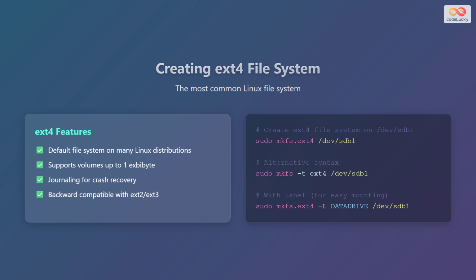To create an ext4 file system on /dev/sdb1, use the command sudo mkfs.ext4 /dev/sdb1. Alternatively, you can use the syntax sudo mkfs -t ext4 /dev/sdb1. To create it with a label for easy mounting, use the command sudo mkfs.ext4 -L data_drive /dev/sdb1.